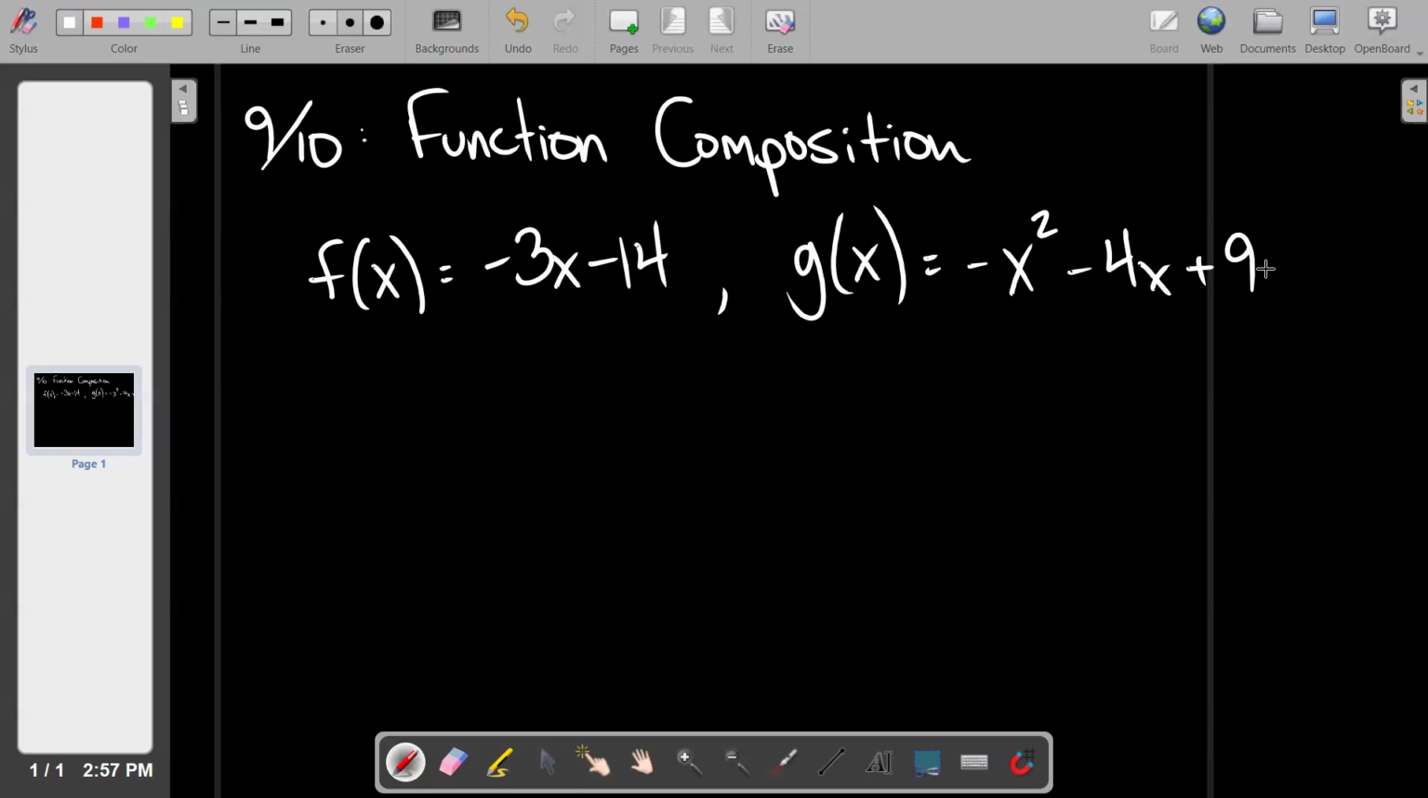So here comes the notation and what I want you to get used to seeing. I'm going to write this down and you can try to read it to me out loud. Anyone want to try to read that out loud? f of g of x. Perfect. f of g of x is how we say that. And so this is what a composition looks like.